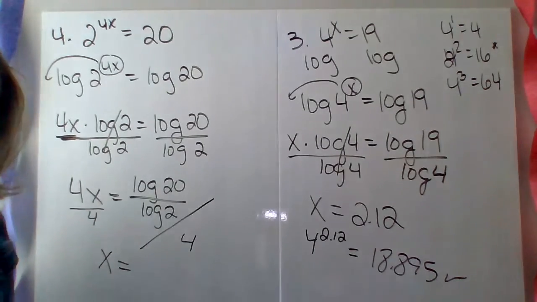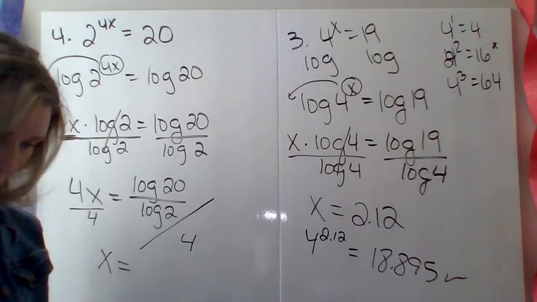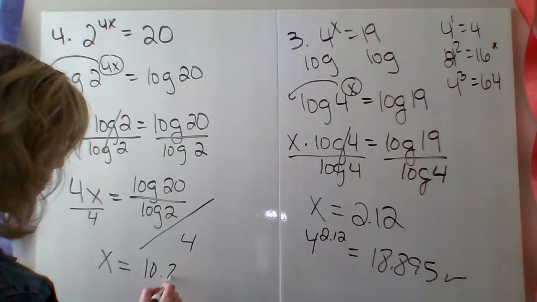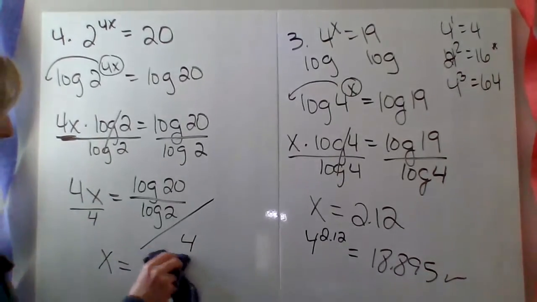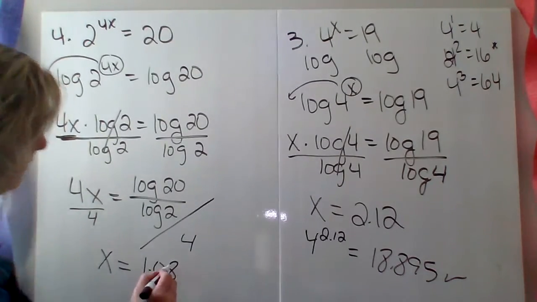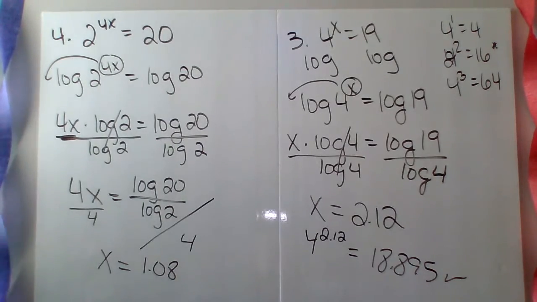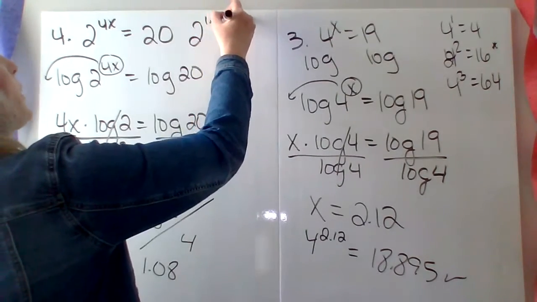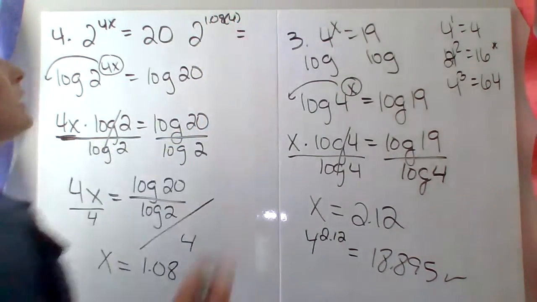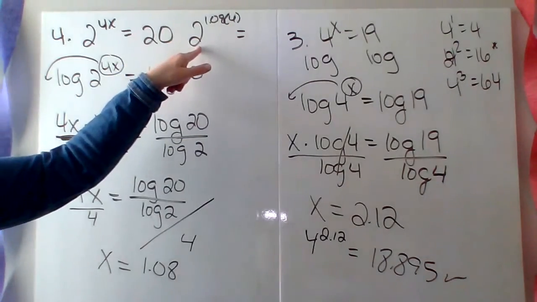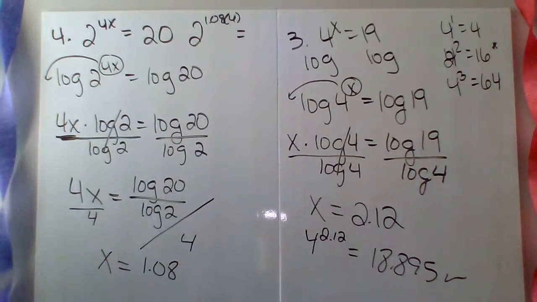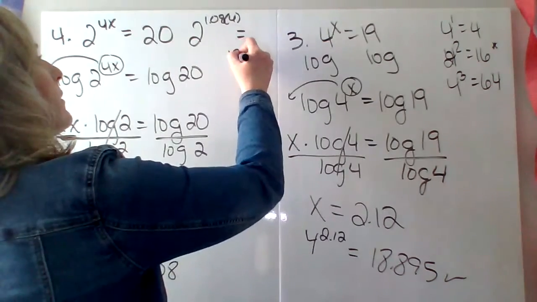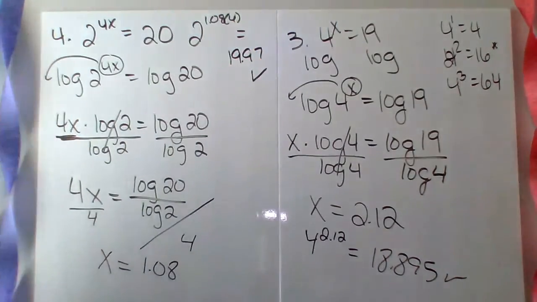If at all possible, don't round along the way. Save that for the very last step. And I got 1.08. I'm curious if I did it correctly, so plug it in. 2 to the 1.08 times 4. So in your calculator, 2 raised to the 1.08 times 4, and I got 19.97. And we are good to go.